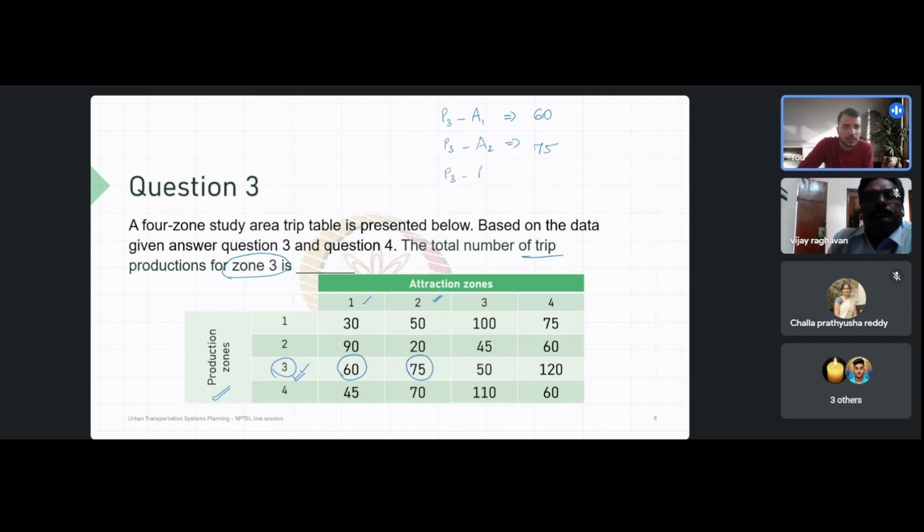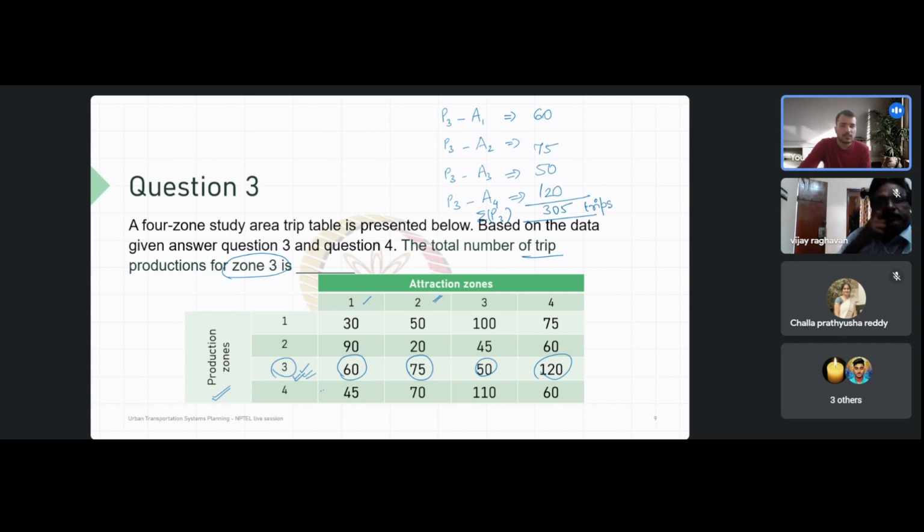Next is production in 3 and attraction in 3. So this is within the zone itself, travel is happening. So 3, 3 will match, it will be 50. Finally, production in 3 and attraction is happening in zone 4. So that is third row and the fourth column. So intersection is 120. If we add all of these, we'll get the total number of productions in zone 3. So this will be 60 plus 75 plus 50 plus 120, which is 305.